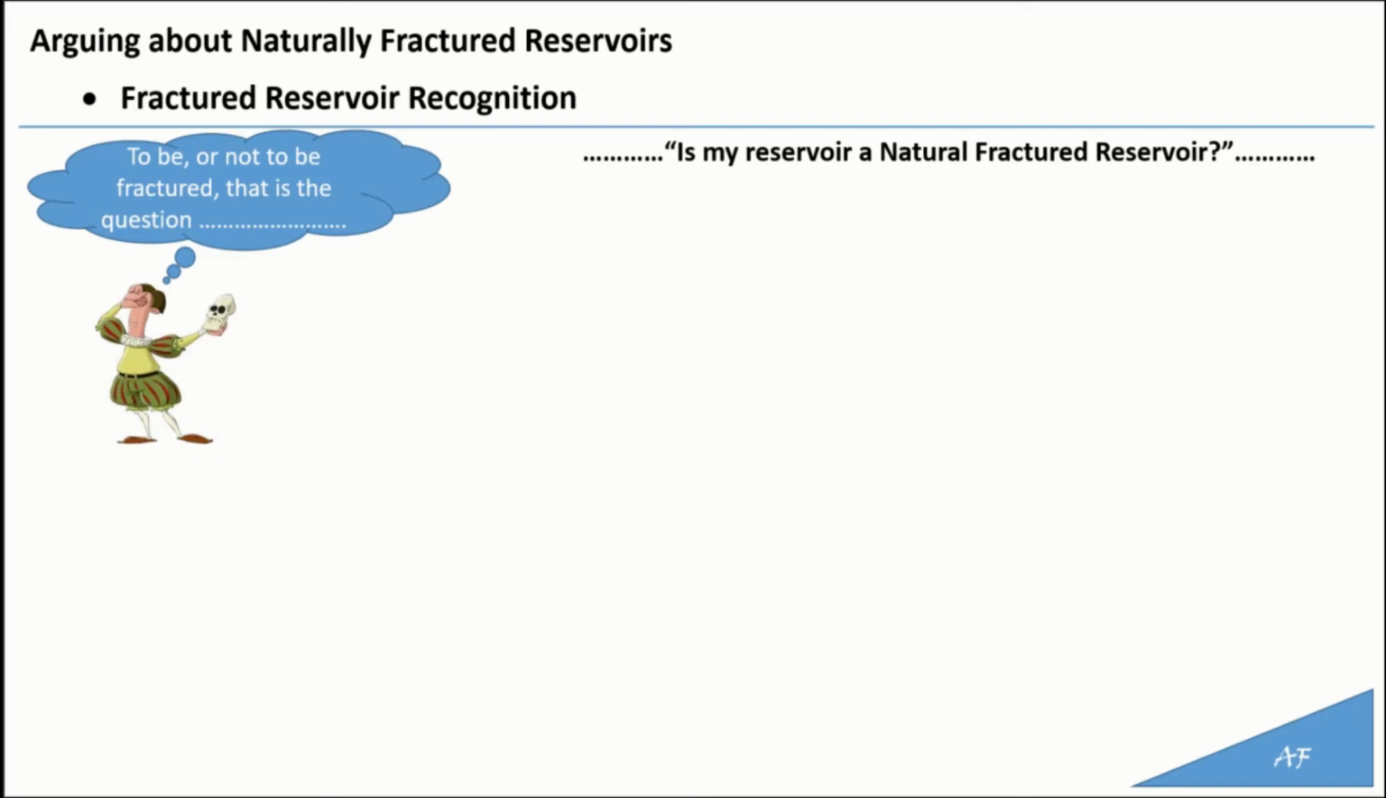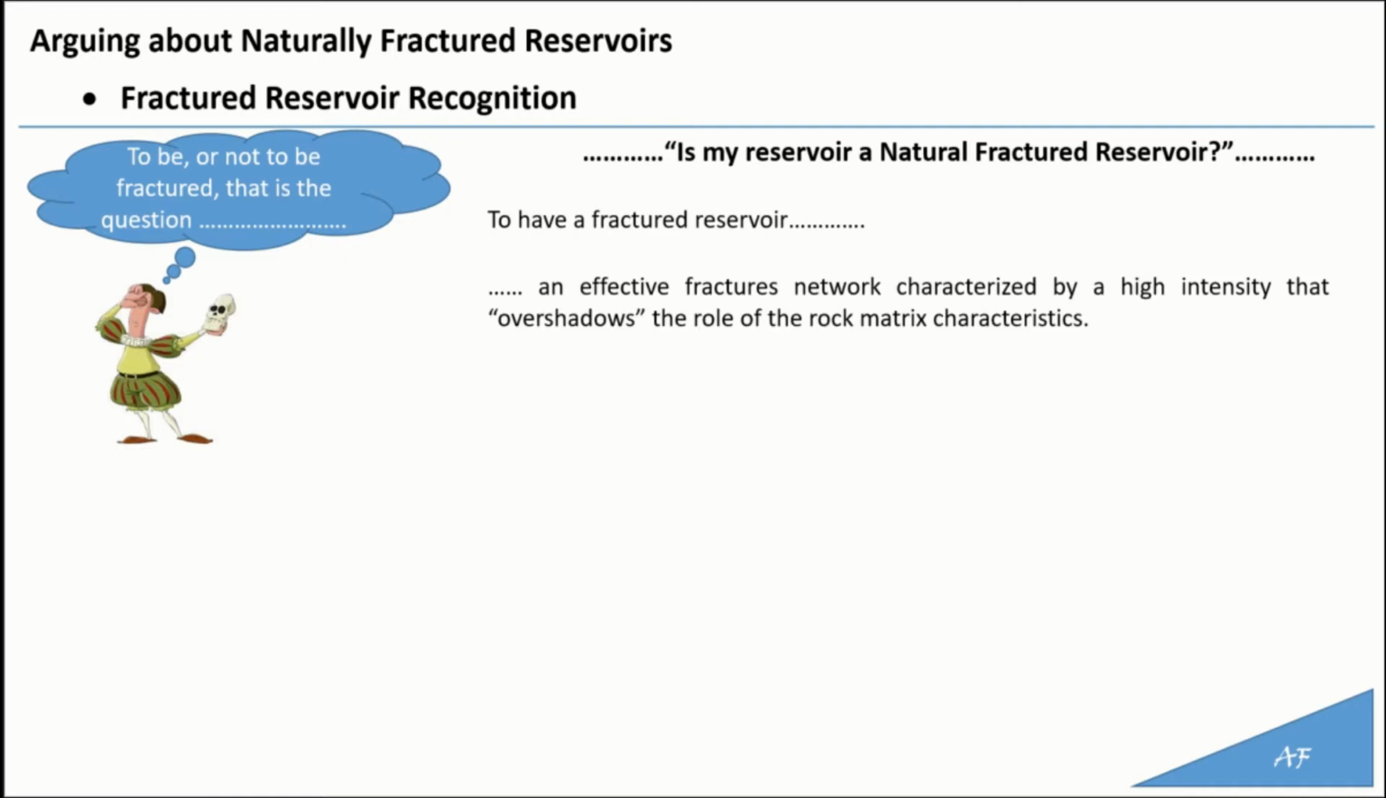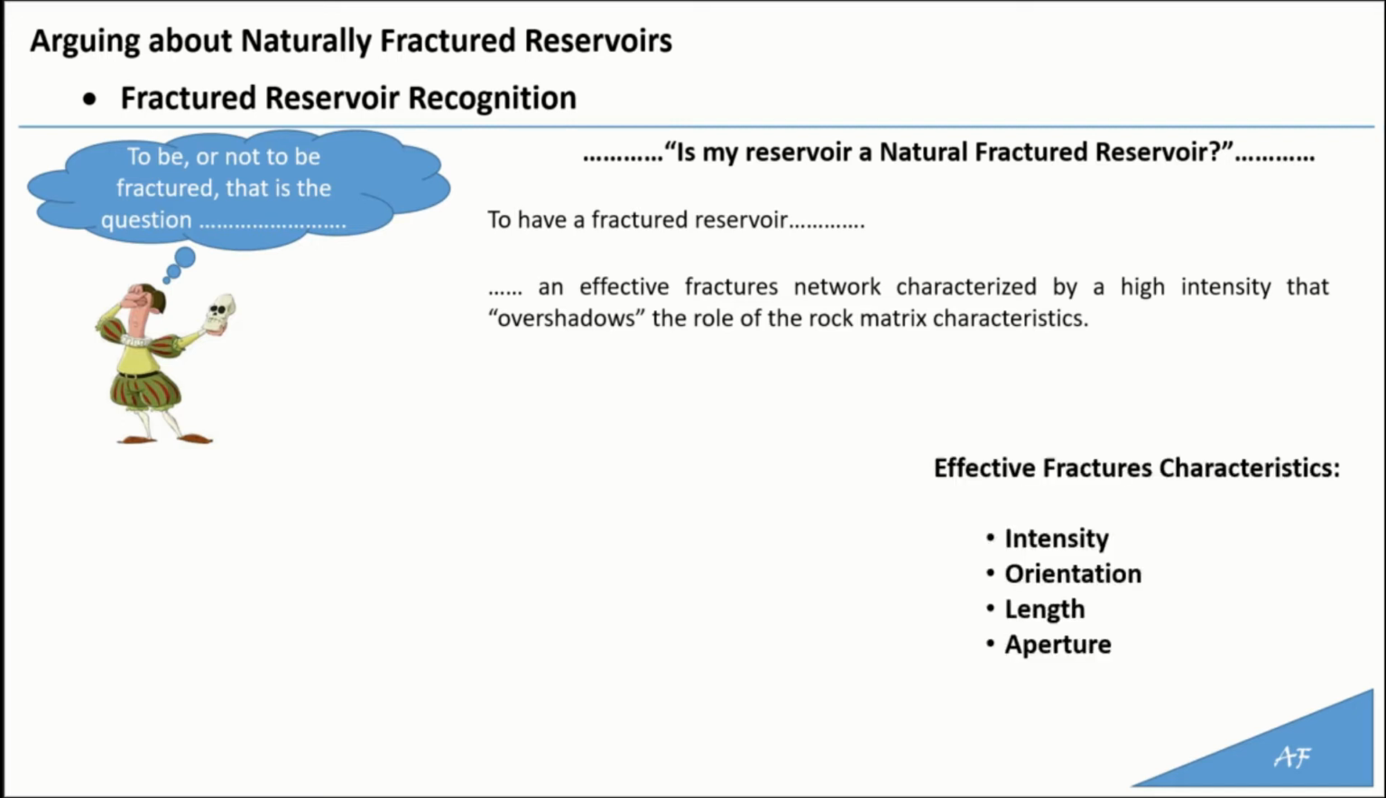The recognition of a fractured reservoir is not always straightforward, because the understanding of the role of the fractures and their interplay with the rock matrix can be tricky. To have a fractured reservoir, we need an effective continuous fracture network that reaches the percolation at field scale and overshadows the role of the rock matrix. In fact, 4 features impact on the connectivity of the effective fracture networks: intensity, orientation, length, and aperture.